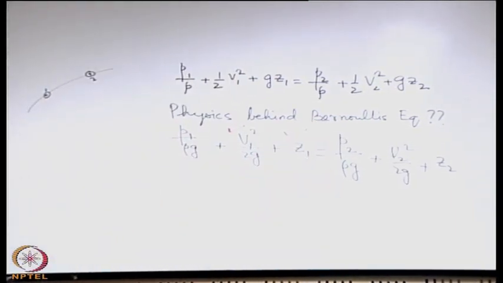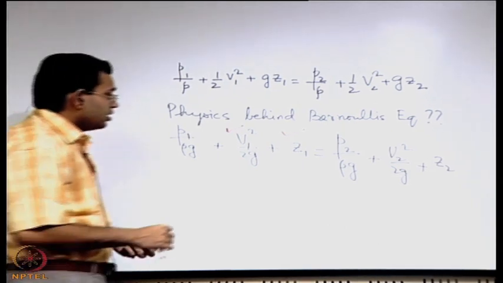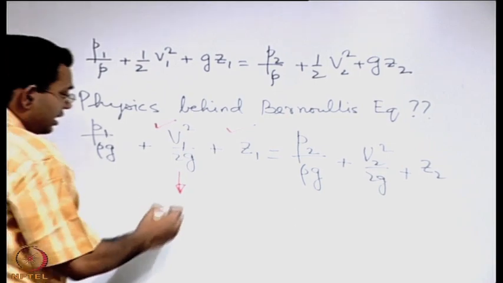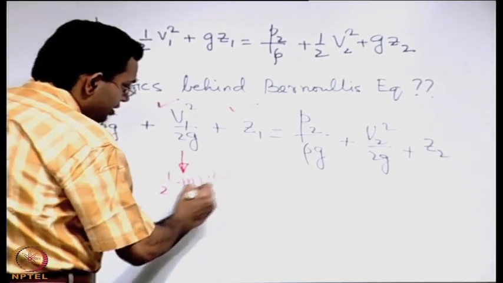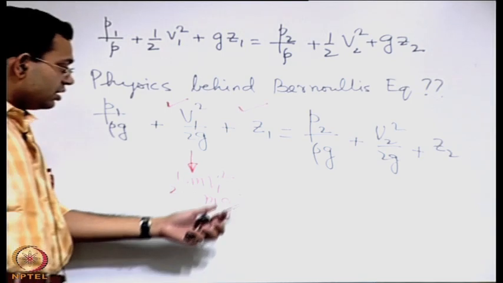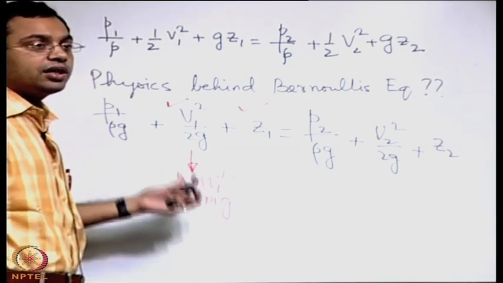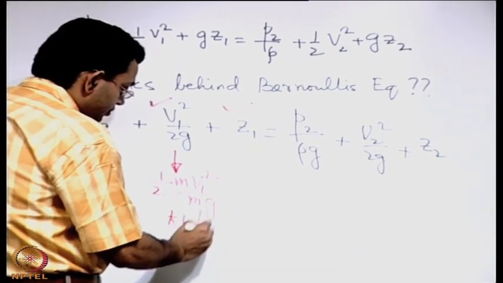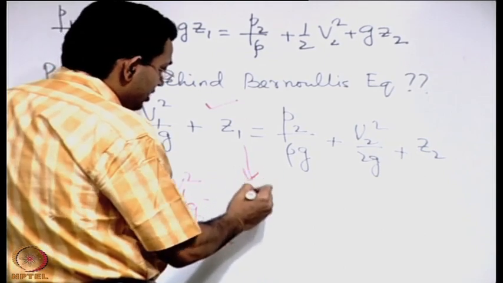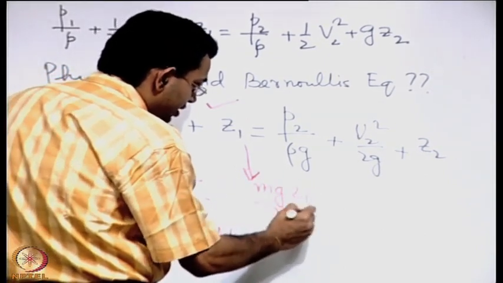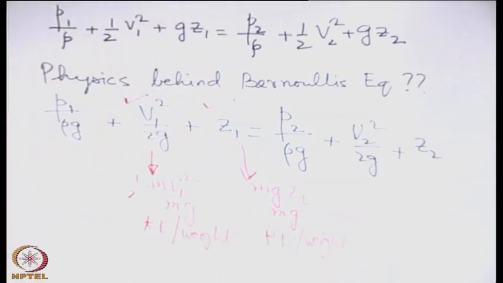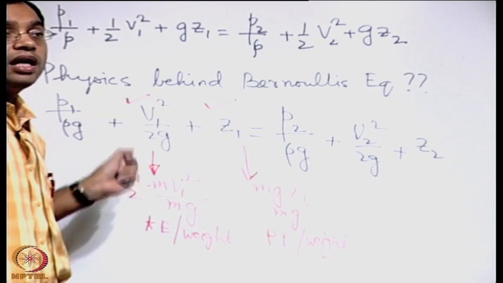We will start with the more obvious terms, that is we will start with these two terms. These are more obvious and easy to interpret and in some way very trivial. So you can write say V1 square by 2g. How you can write it? You can also write it as half m V1 square divided by mg, right. That means this in a way represents kinetic energy per unit weight. Similarly, this can be written as mgz1 divided by mg. So this is potential energy per unit weight.